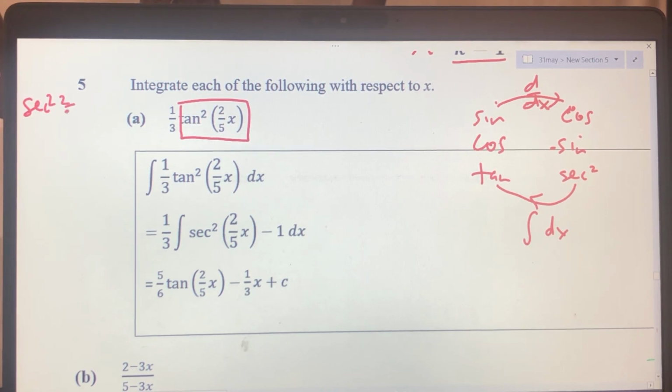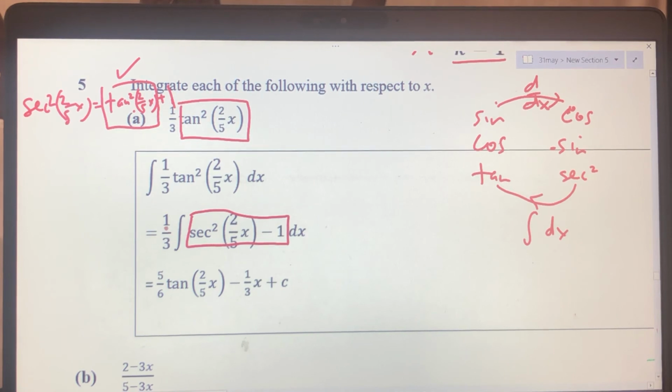Secant square 2 over 5x, you check your formula sheet, is equal to tangent square 2 over 5x plus 1. So you need to use this. If I want to isolate this, make this the subject, then this will be equal to this minus 1. But the 1/3 still stays. So you can either leave it here, or I would strongly recommend you write it as like that.